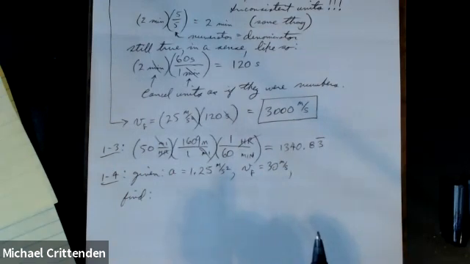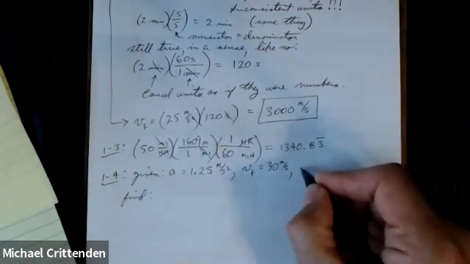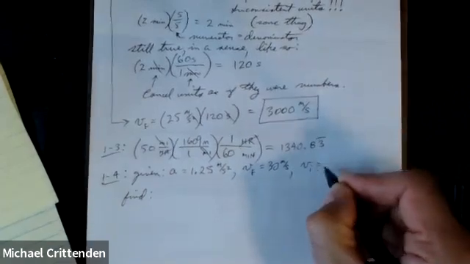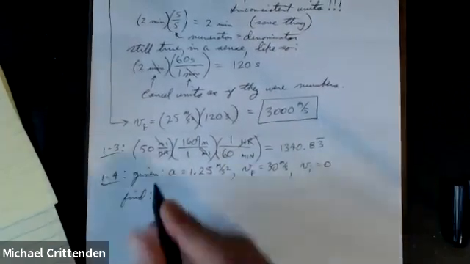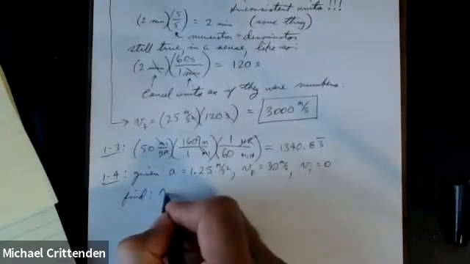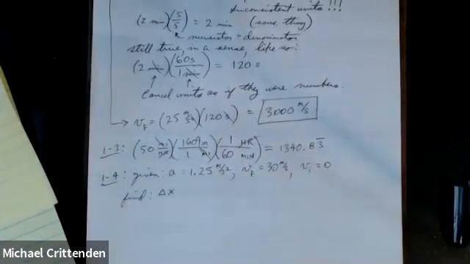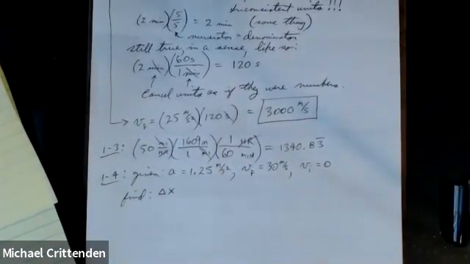What's the shortest runway it can use starting from rest? Starting from rest, V initial equals 0. As for what's the shortest runway it can use, that would be the same as the distance moved by the airplane. Delta X is the distance moved by the airplane.